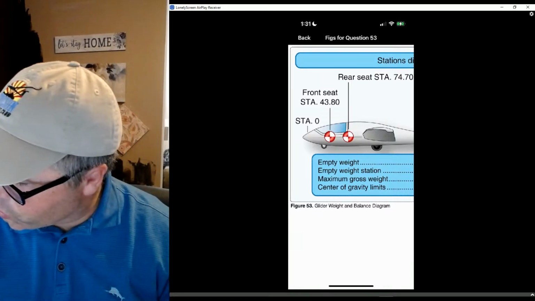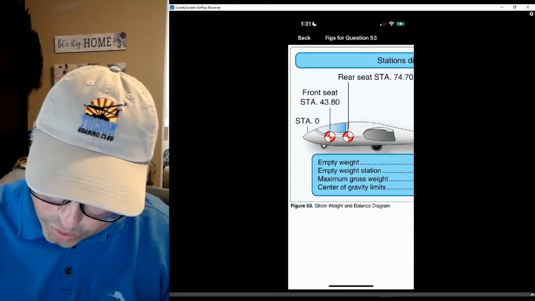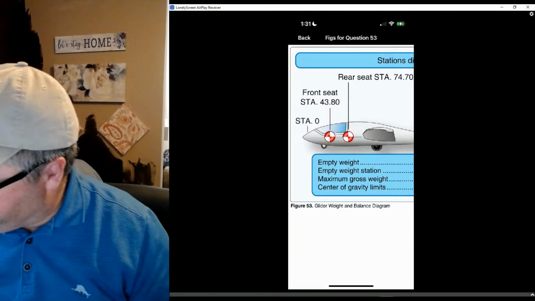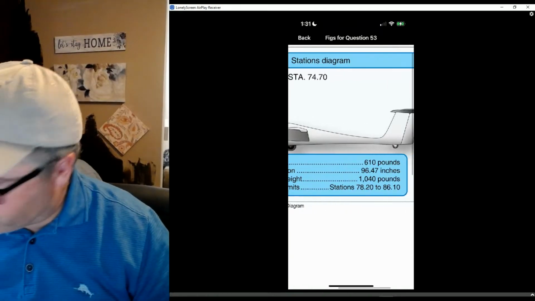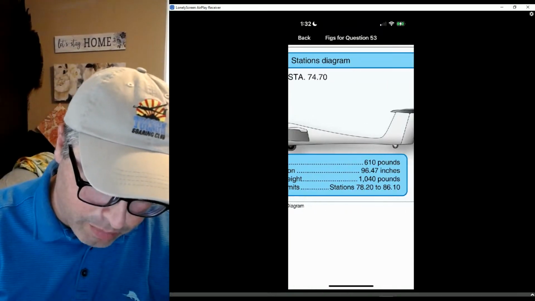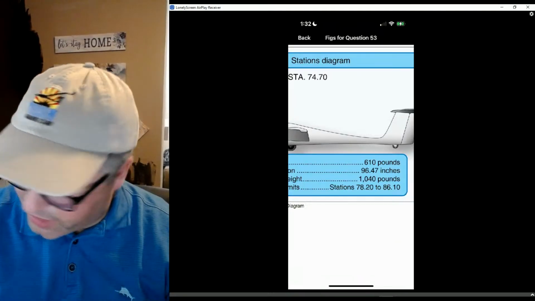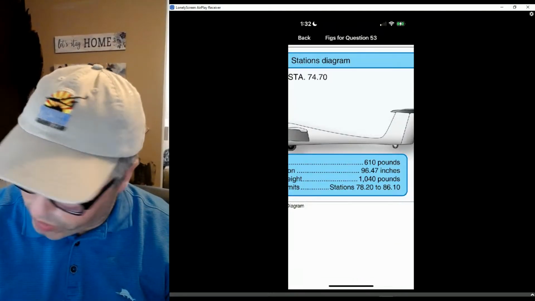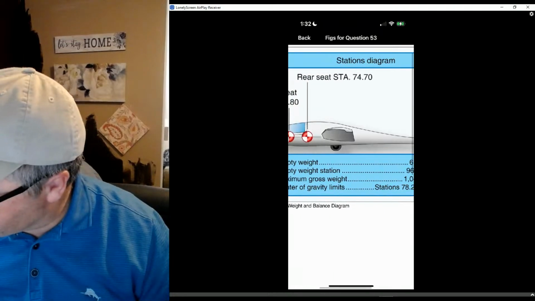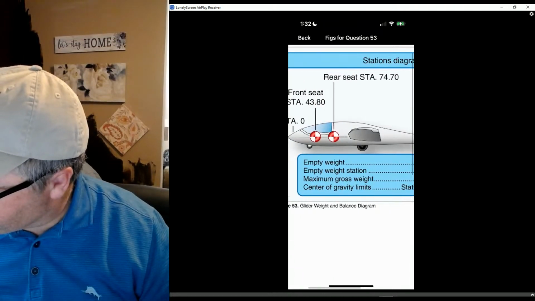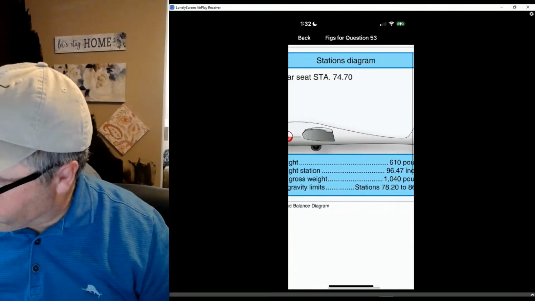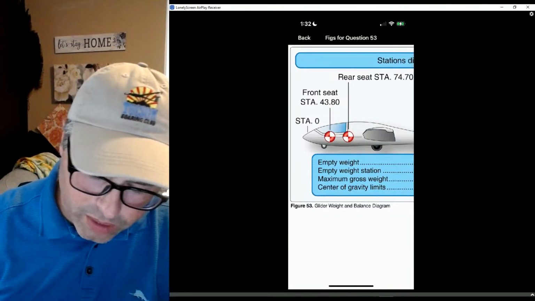Rear is 74.7. Front is 43.8. Let's find what the empty weight of the glider is. Put that as our last item, the glider. It is 610 pounds, and its station is 96.47 inches. So now we just do weight times arm equals moment.